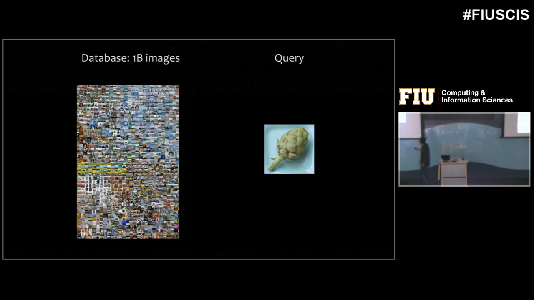And all I want to do is search through this database and find, let's say, the 3 most similar images that look like this guy over here. Okay, so how are you going to solve this problem? What algorithm are you going to use?